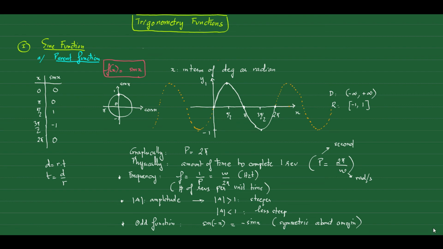Now on the second part, let's see how we're gonna graph the cosine function, and let's see the domain of the cosine function and whether the range will be the same as the sine function or not. Second one, the cosine function.